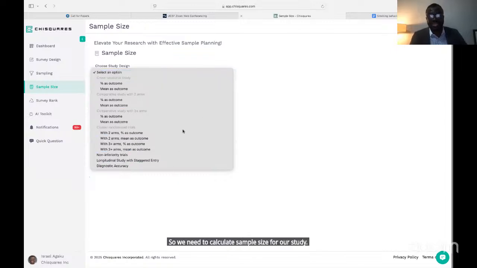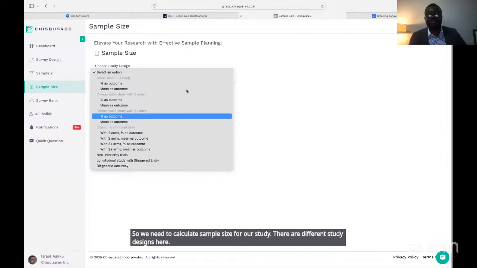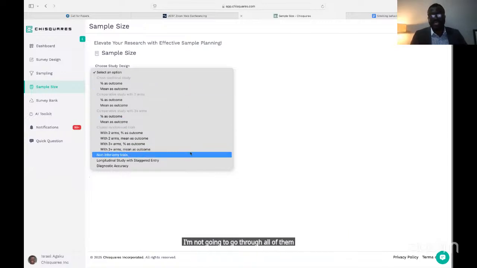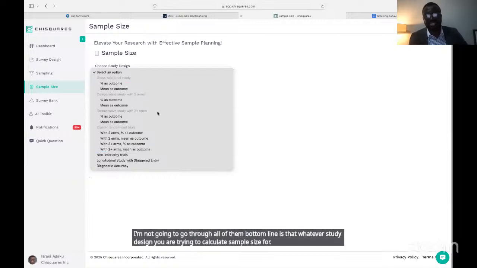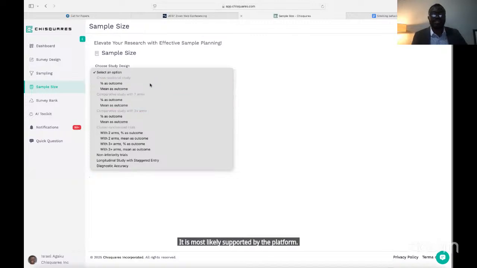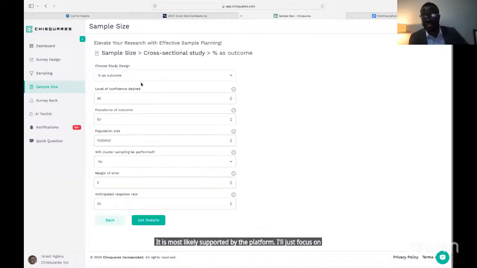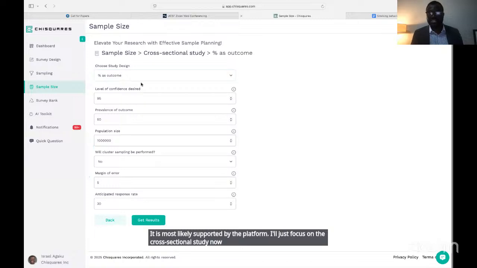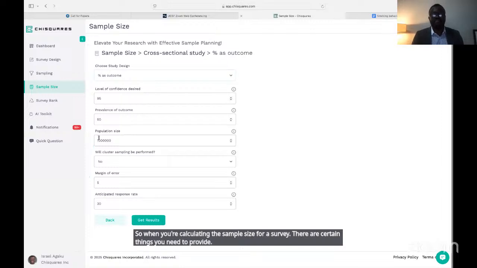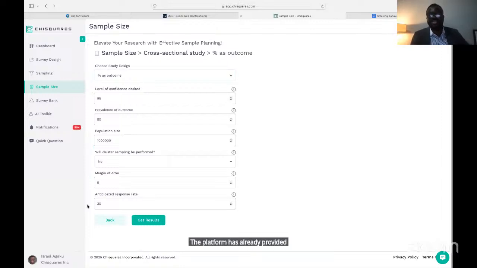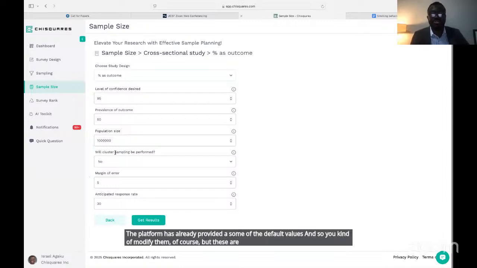There are different study designs here. I'm not going to go through all of them, but the bottom line is that whatever study design you are trying to calculate sample size for, it is most likely supported by the platform. I'll just focus on the cross-sectional study now, because like I said earlier, we'll just focus on surveys because that's what most people do. So when you're calculating the sample size for a survey, there are certain things you need to provide. The platform has already provided some of the default values, and you can modify them, of course, but these are very commonly used values.